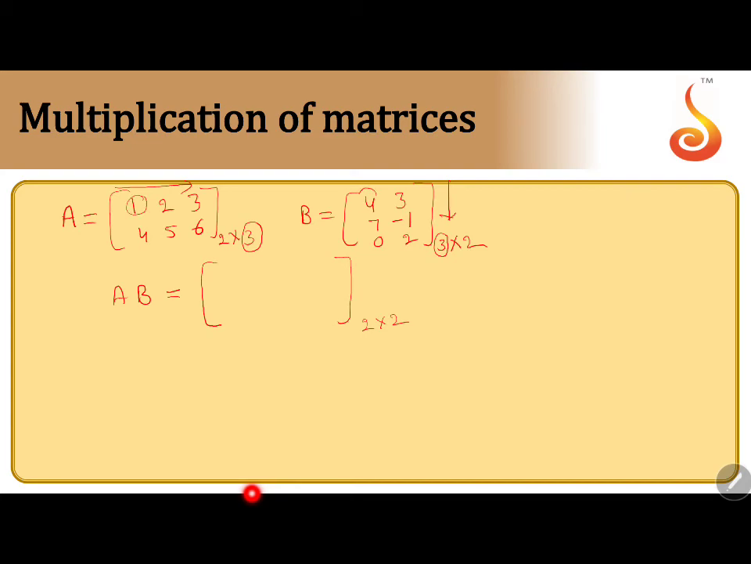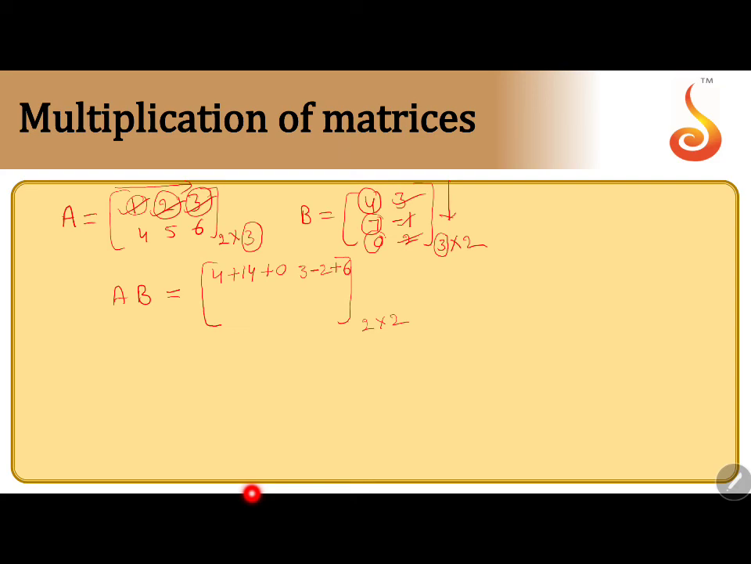1 into 4 is 4. 2 into 7 plus 14. 3 into 0 plus 0. This is first row, first column. Next, first row, second column. First row from A, second column from B. 1 into 3, 3. 2 into minus 1, minus 2. 3 into 2, plus 6.